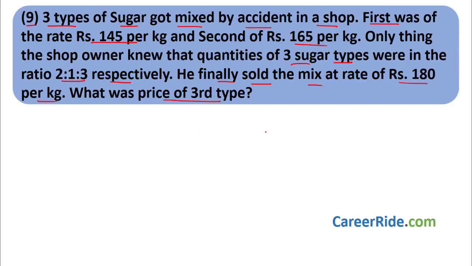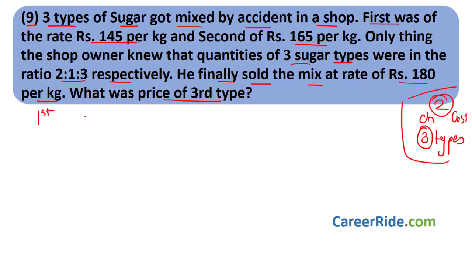Again, extremely easy. Generally, we have seen that the formula is cheap and costly, where only 2 objects are there, but here there are 3 types of sugar. So we don't need the formula. Very easily, using ratio and proportion or common sense, we can solve this sum. Let us see how. There are 3 types of sugar: first type, second type, third type. Rate of first is 145 rupees per kg, second one is 165 rupees per kg, third one we do not know, that we have to find out. And then there is the average mixture, rupees 180 is the rate at which he sold it.